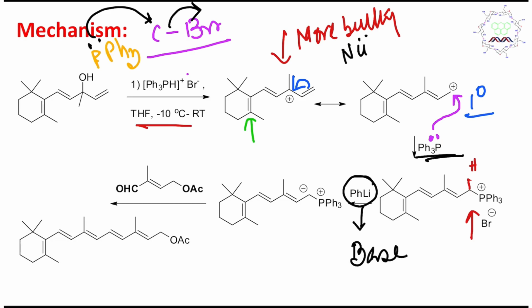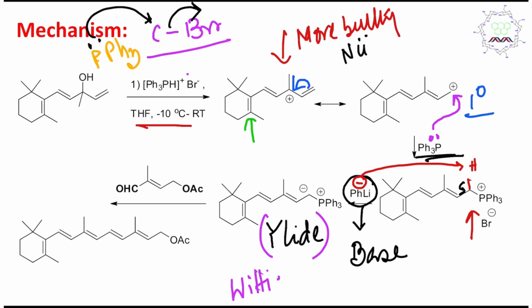So what it does, this carbanion from phenyl abstracts this proton and it produces one carbanion here. So this part is called the ylide. Now I suggest you please recall the Wittig reaction. Okay, so this is the ylide, and here I shall say it is a stable ylide.